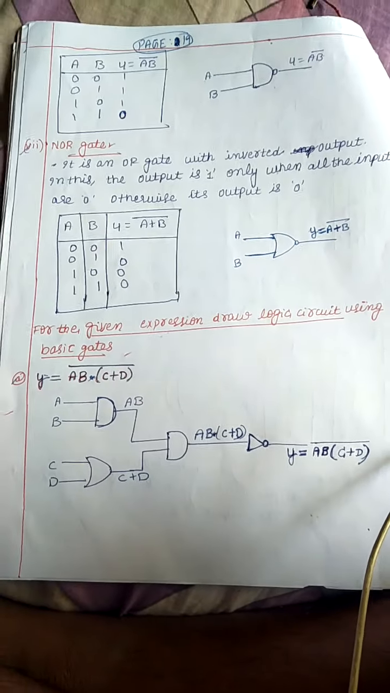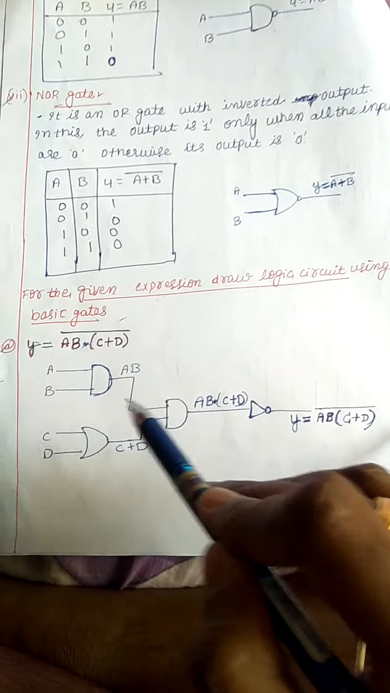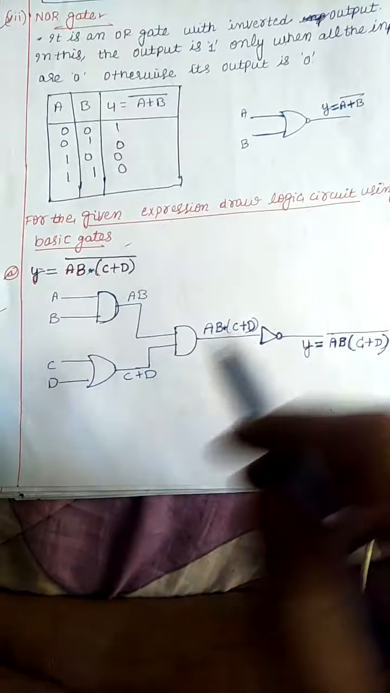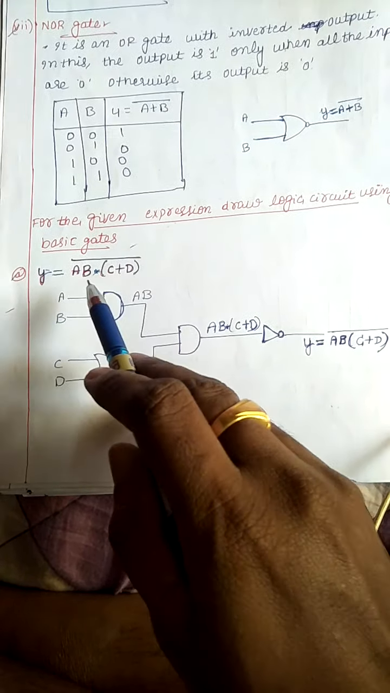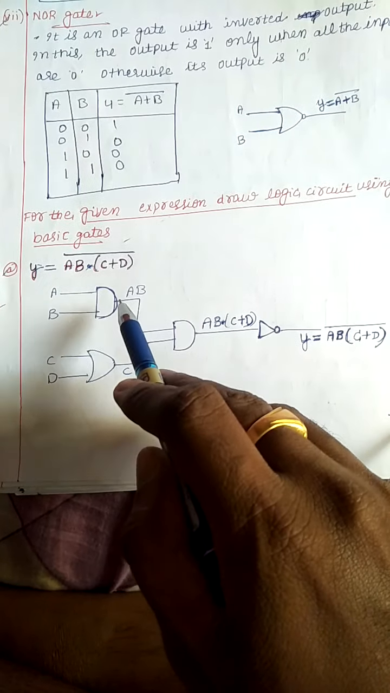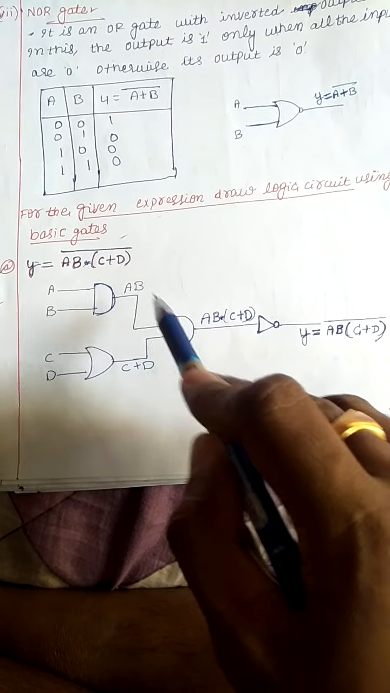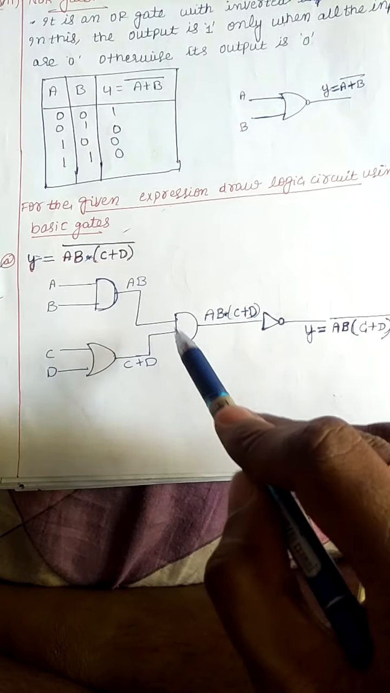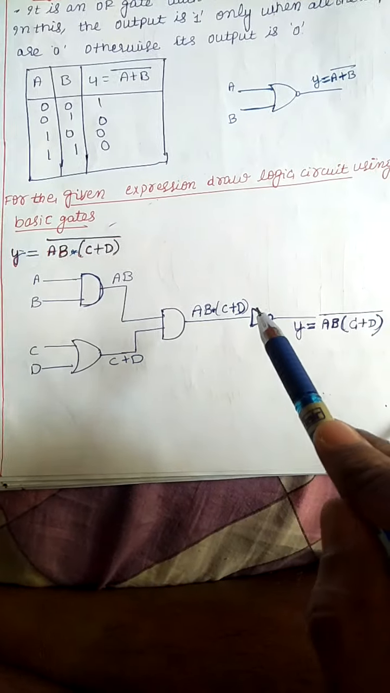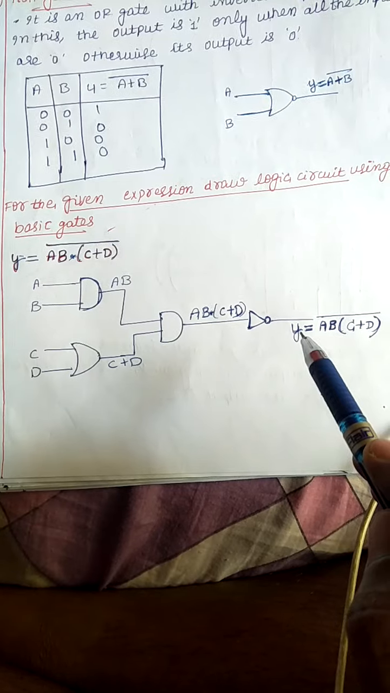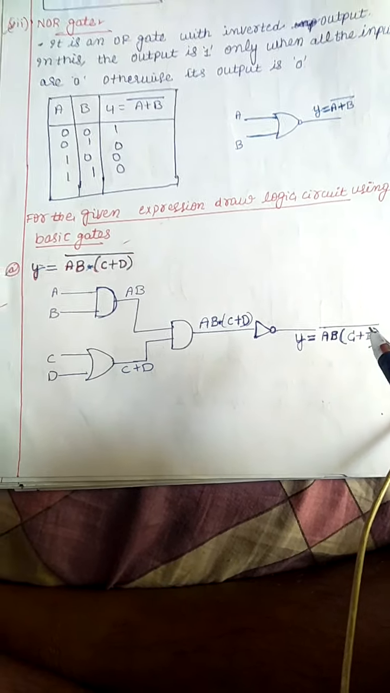Next, they will give the expressions and you have to draw the logic diagrams. So Y is equal to (AB into (C plus D)) bar. A into B means an AND gate, you have to use AB. C plus D means an OR gate. Then you have multiplication here, so you have to use an AND gate again. Then you have a complement, and for the complement you have to use one NOT gate. Therefore the output is Y is equal to (AB into (C plus D)) bar.